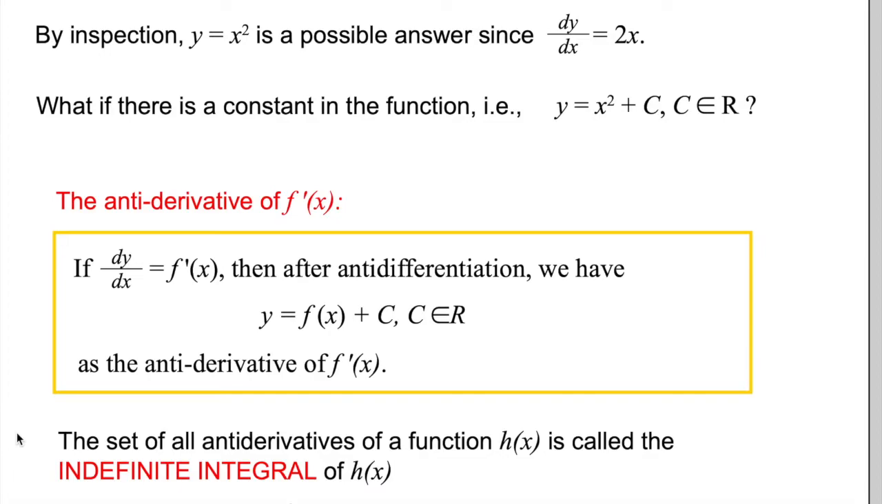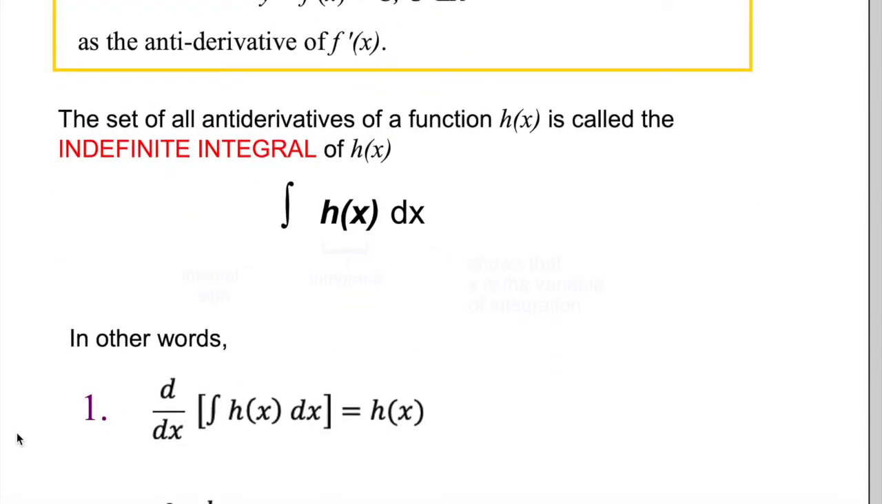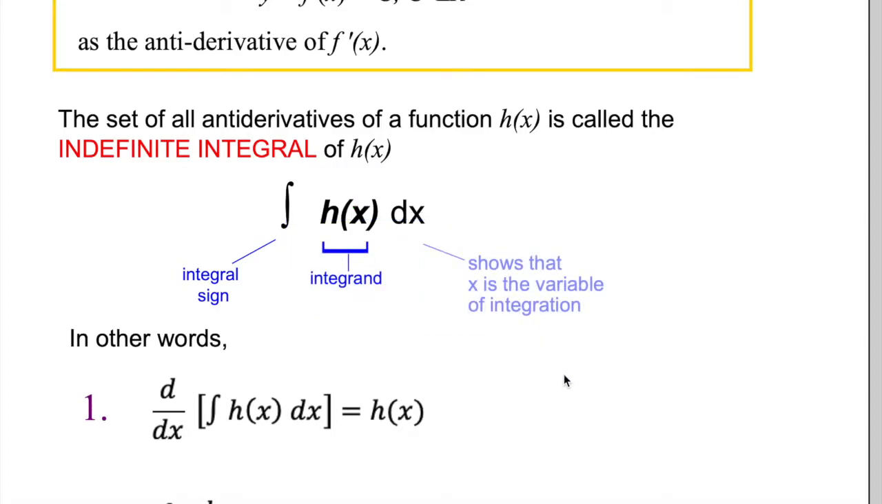The set of all antiderivatives of a function h of x is also known as the indefinite integral of h of x. So let's take a look at some notations here. This is the integral sign. The function h of x is the integrand, and the part where it shows that x is the variable of integration.